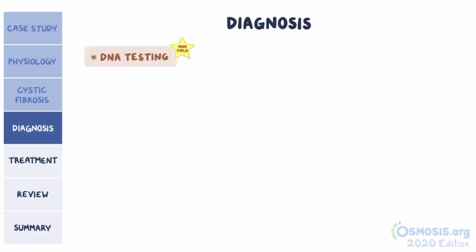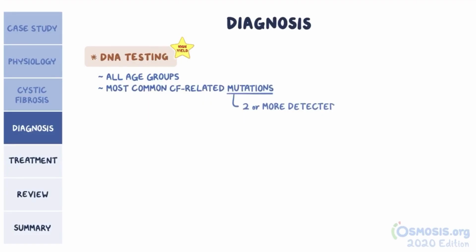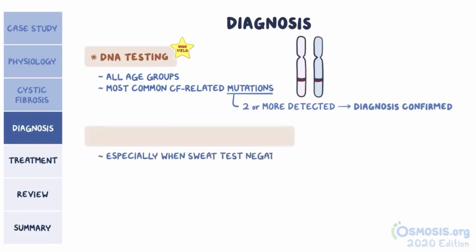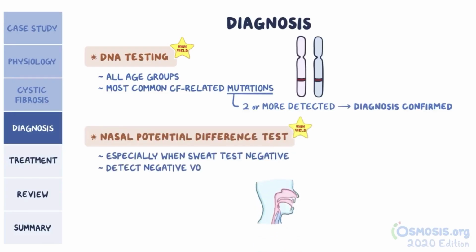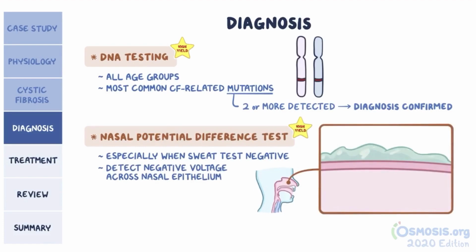DNA testing can also be done in all age groups to detect the most common cystic fibrosis-related mutations. If 2 or more mutations are detected, 1 in each chromosome, then the diagnosis of CF is confirmed. Another test that might help you diagnose CF, especially in cases where the sweat test was negative, is the nasal potential difference test, which is used to detect the negative voltage across the nasal epithelium associated with CF.